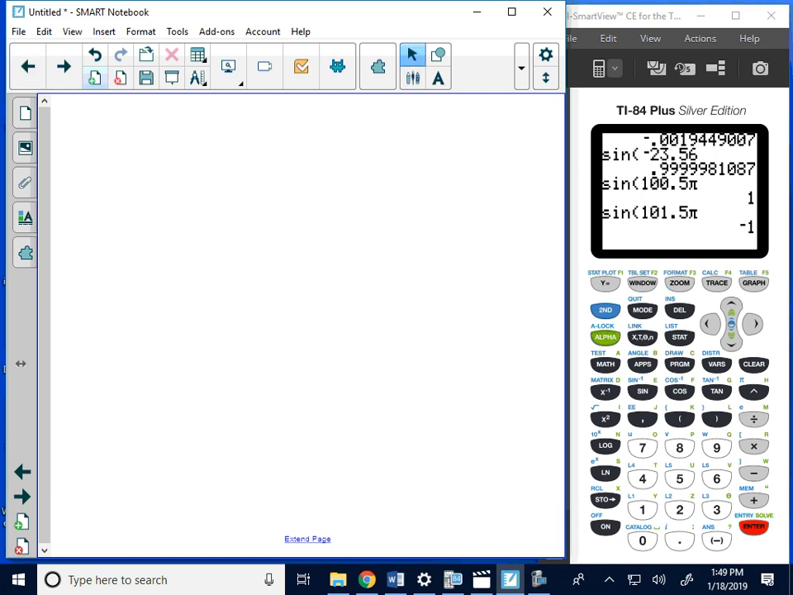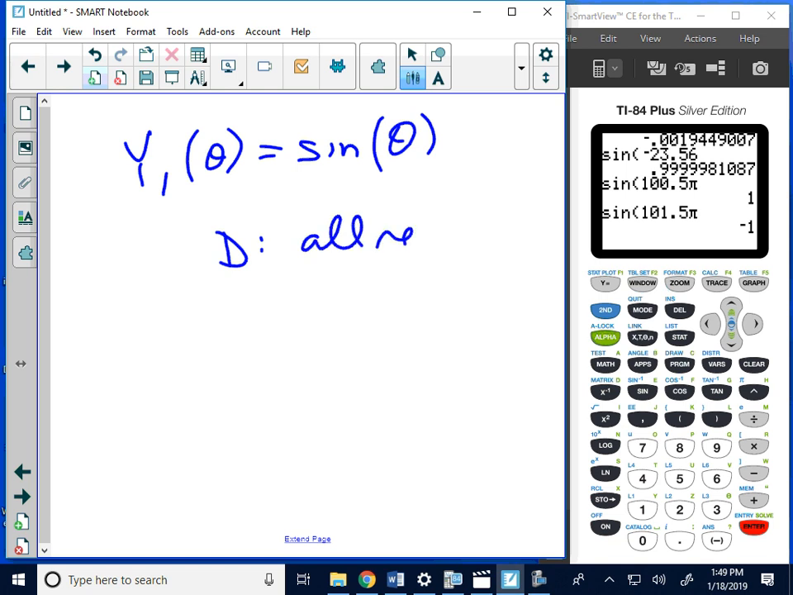Okay, we're trying to get all the properties of the sine function. Let's see what we got so far. We've got the sine of theta. Let's call it f. When you do it on your calculator, it's usually y1. y1 of theta is the sine of theta. We said the domain was all reals. You can put any angle in that you want. The range was from -1 to 1. We said it's an odd function.